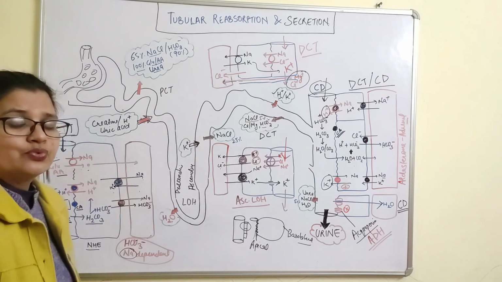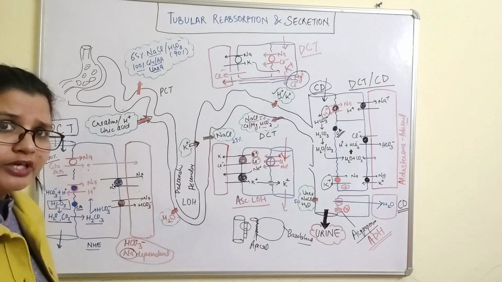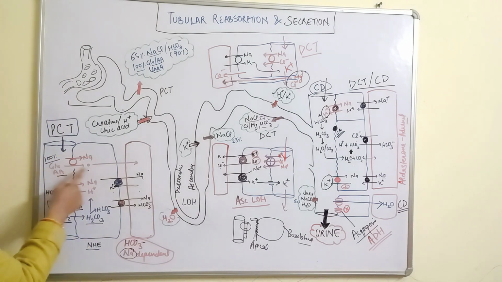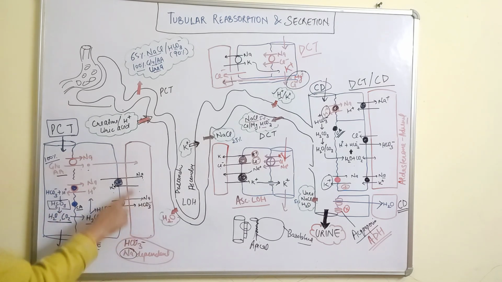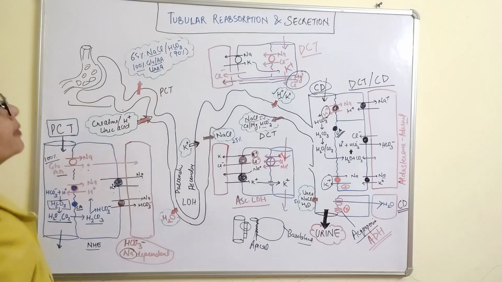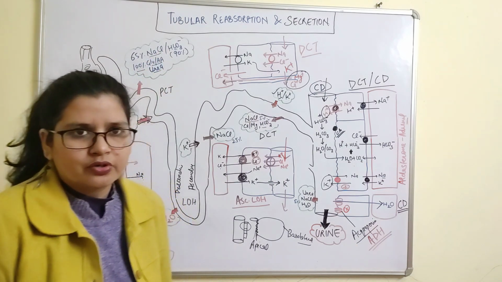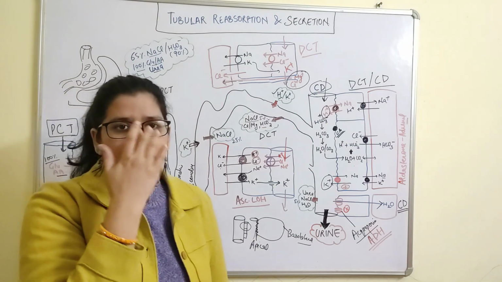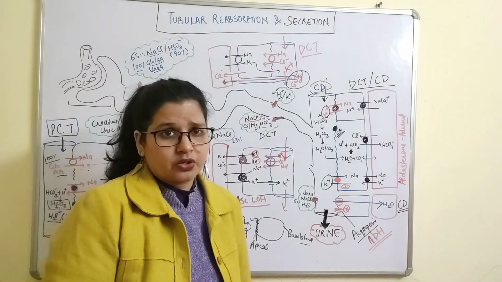So if I ask you what happens in PCT, can you now tell that glucose and amino acids are reabsorbed, hydrogen ion is secreted, and HCO3 is reabsorbed? Can you say this now? So sodium chloride, bicarb and glucose amino acid. Urea we will not talk about today. Urea we will talk about in the countercurrent mechanism in the next video, right?